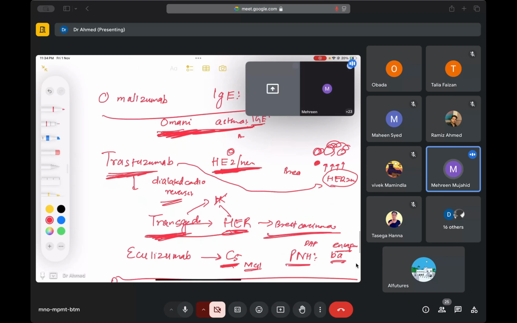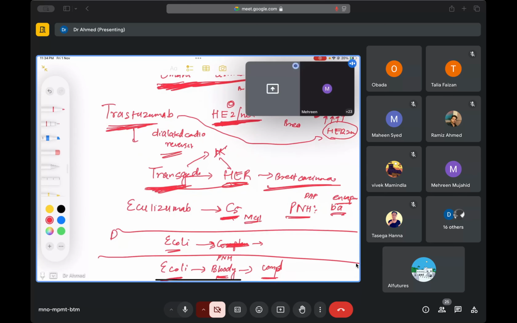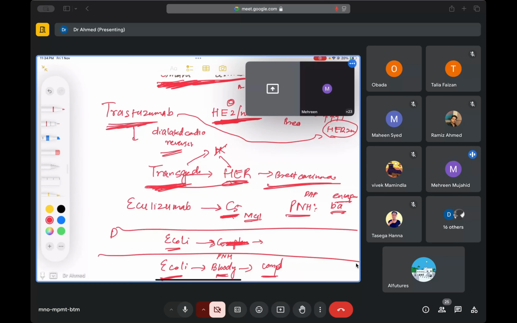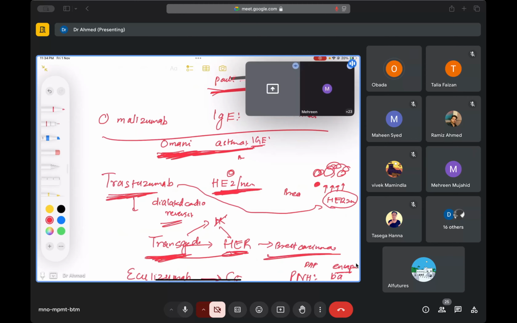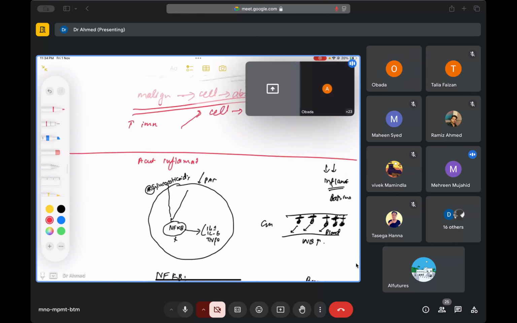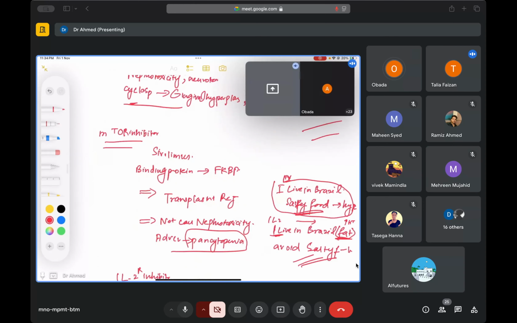HER2 proteins, heart renewed. Then we have eculizumab for C5, which is used in PNH. And E. coli, what's the adverse effect? Encapsulated bacterial infection. Yes. So it was all about the drugs. Hope you guys enjoyed.